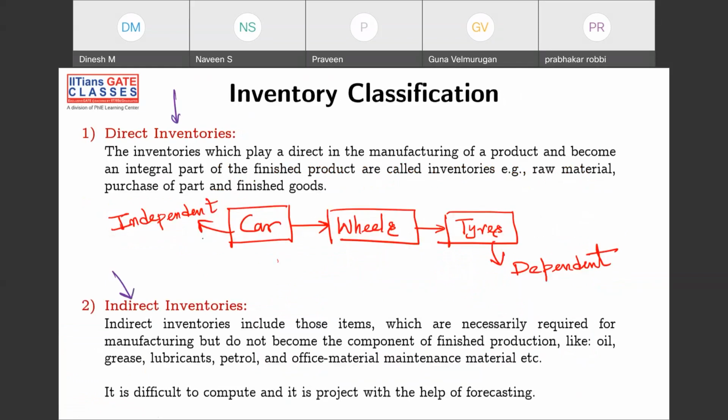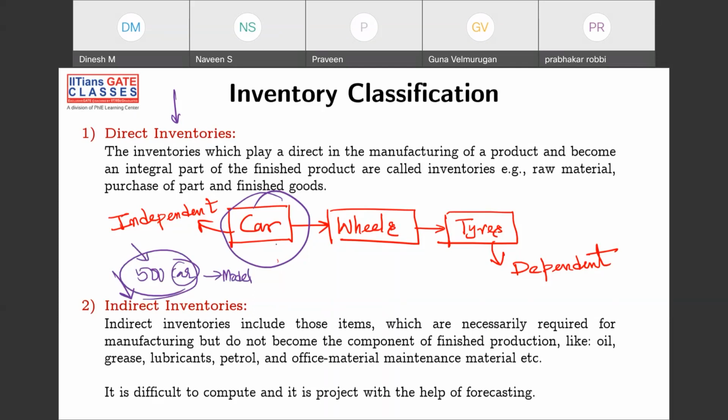What is direct inventory? First we have to know what dependent and independent inventories are. If you're a car manufacturer working in some company like Maruti and manufacturing cars, the car is independent of anything. Let's say in 2022 you're expecting 500 cars of a certain model. You thought 500 customers will come and ask, after doing some forecasting, and these cars are independent of anything.